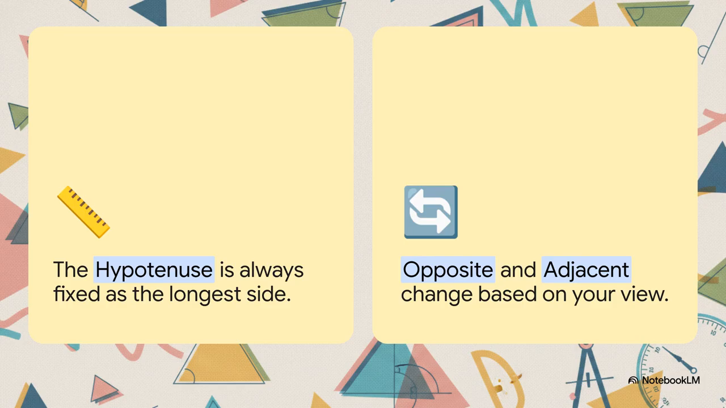Now, please don't sweat it if this sounds a little tricky to keep track of at first. What you should really take away from this is a very simple rule of perspective. While the hypotenuse is locked in as the longest side no matter what, the opposite and adjacent sides simply swap depending on which angle you're looking from. If you move to a different corner of the triangle, boom, your view changes. The side directly across from you changes, and the side next to you changes. It's all about your point of view.